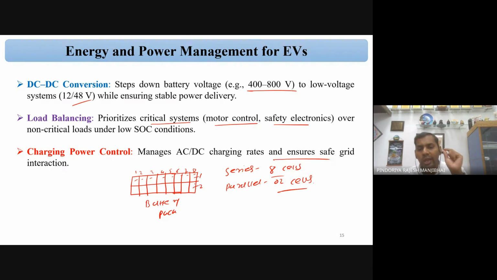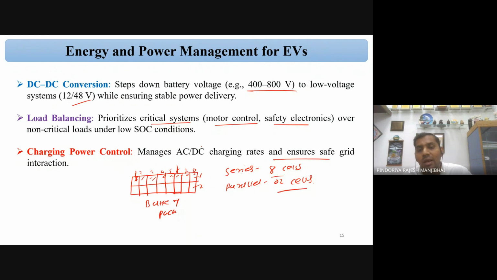Correct. So active cell balancing means we have to charge all the cells, 1, 2, 3, 4, 5, 6, 7, 8, all in a similar way, in parallel. It is not like you charge only cell number 1 and cell number 6. You have to charge all the cells in parallel at a time. Then we can say it is active cell balancing.